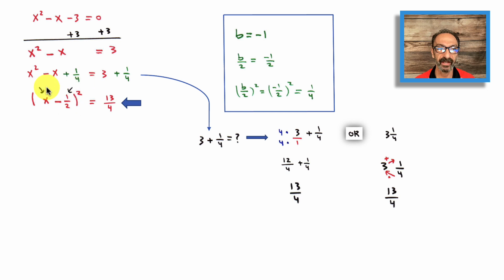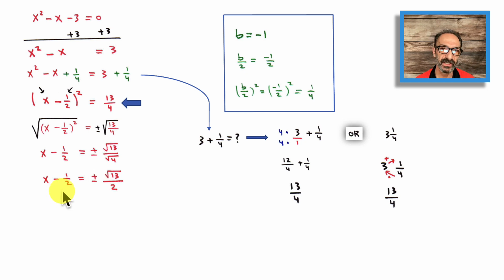1/4 comes down to half, x squared comes down to x, and that is 13/4. Take the square root of both sides. Don't forget the plus minus. Left hand side is x minus 1/2. Now, the square root of 13 is irrational. We keep it. The square root of 4 is 2, so that becomes 2 in the denominator.